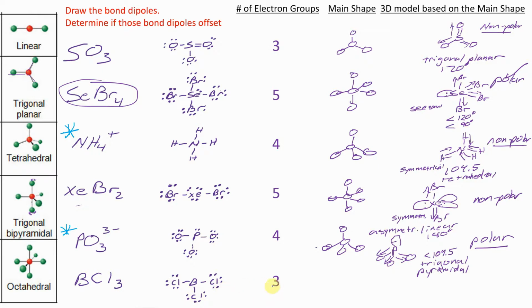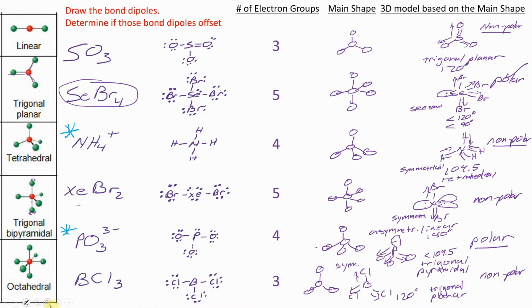And then let's get down to BCl3. Let's see, it has 3 electron groups, so therefore it's going to be trigonal planar. It really is going to be trigonal planar or pyramid. That one, if I rotate it around, will definitely be planar. And is it symmetrical or asymmetrical? Do the bond dipoles offset? Yes, the bond dipoles offset because they're all pulling in an opposite direction. It is a symmetrical molecule. It's a funny M I just drew. And therefore, if it's symmetrical, the bond dipoles will offset and it will be nonpolar.